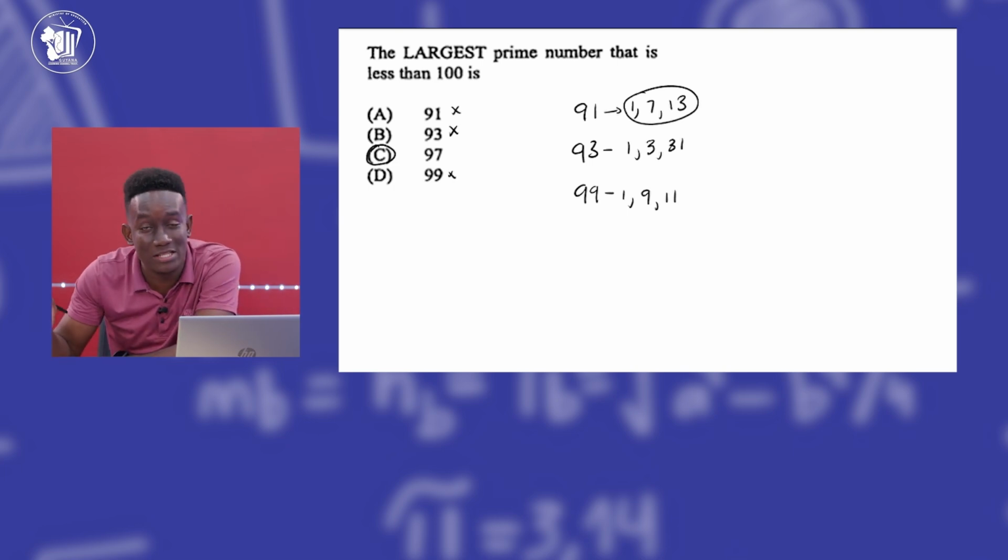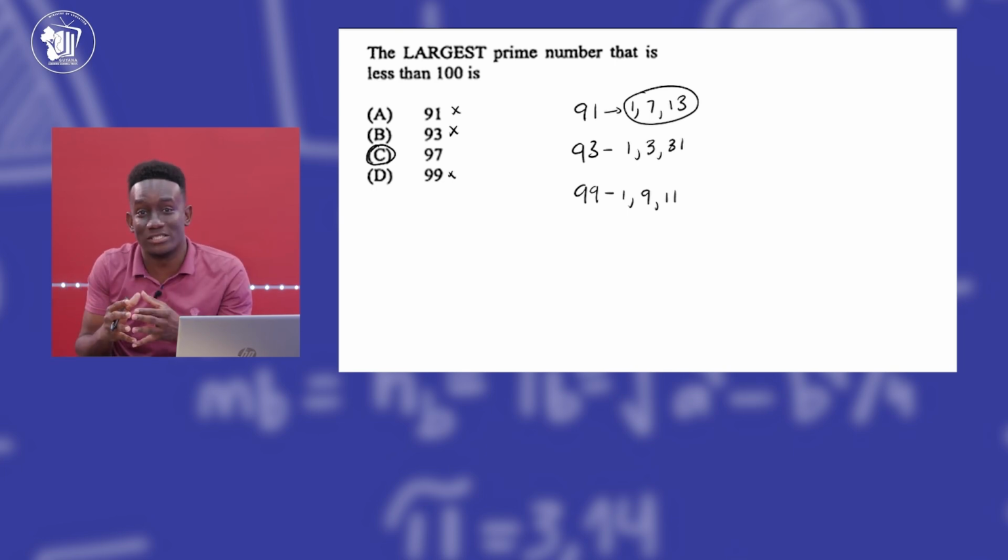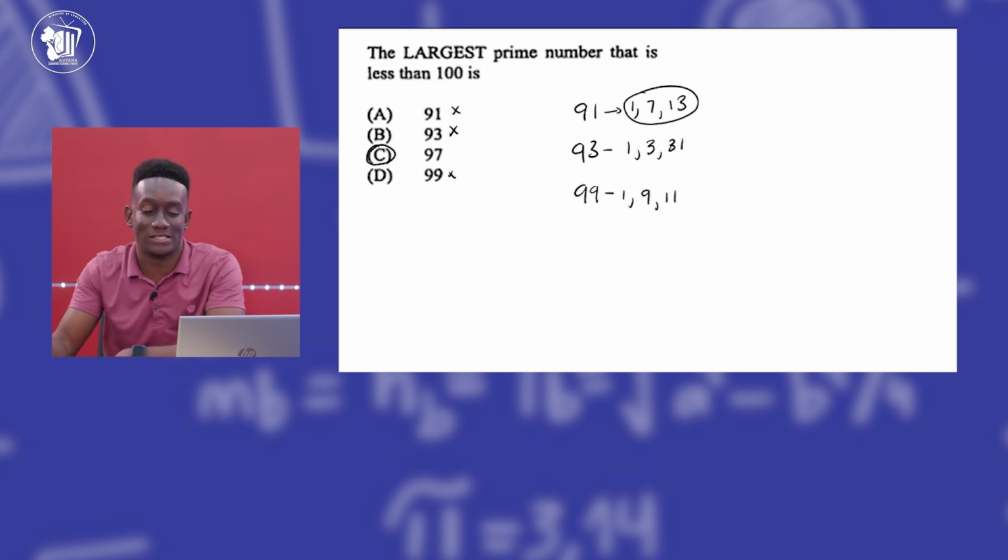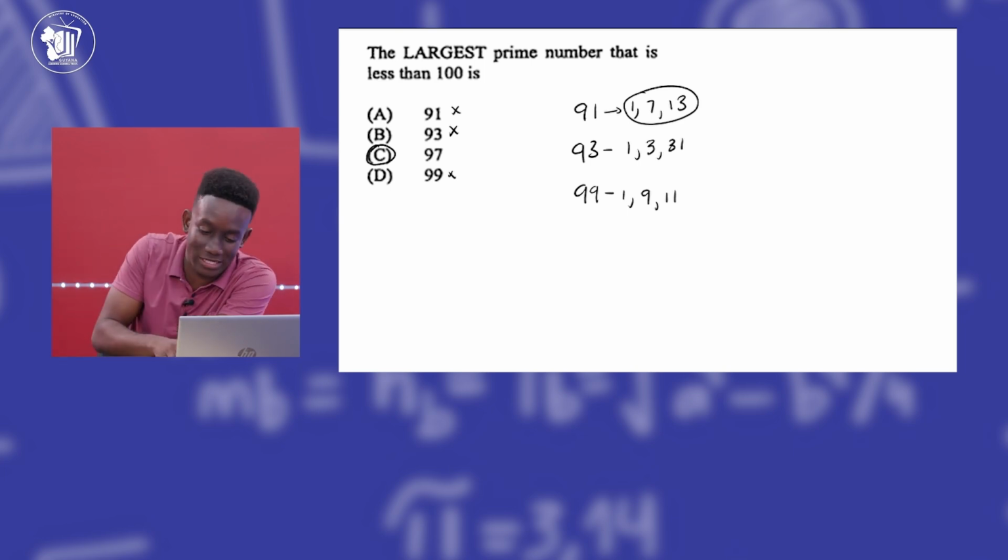And this is the kind of approach you want to take for multiple choice questions. You want to do elimination. Eliminate the obvious answers that are not correct, and then you narrow it down to one answer. So let's move on to the next question.